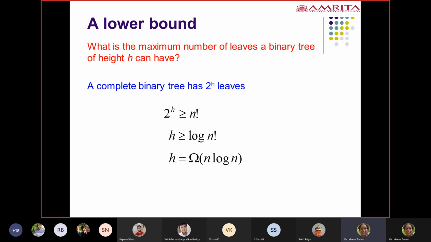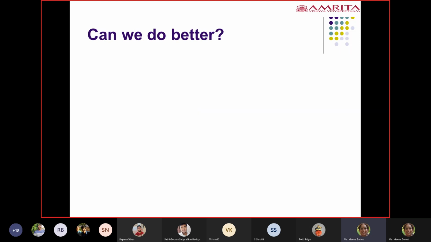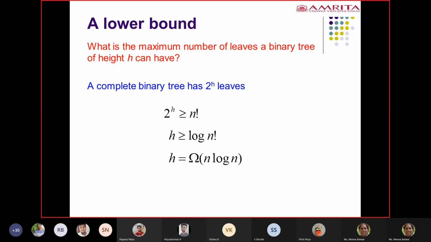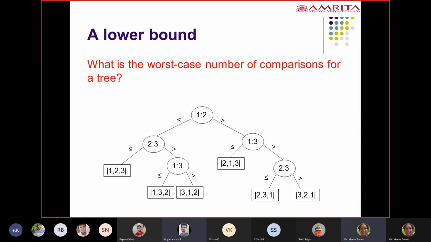Okay, so that's it, students. You already knew this. Ma'am, there the n factorial denotes the number of permutations, right? Yes. So the number of permutations is the maximum number of swappings or comparisons we are doing.